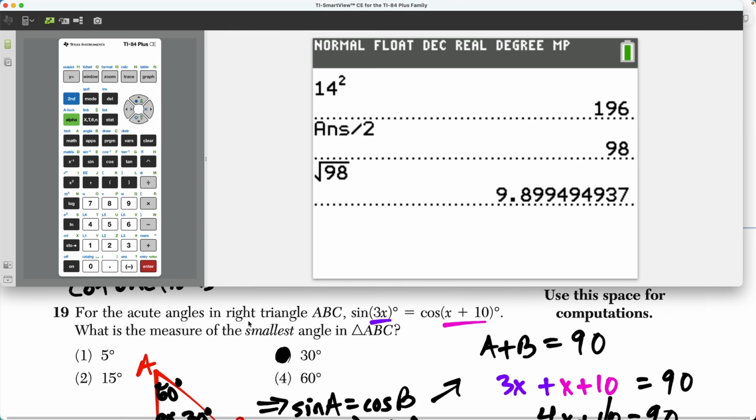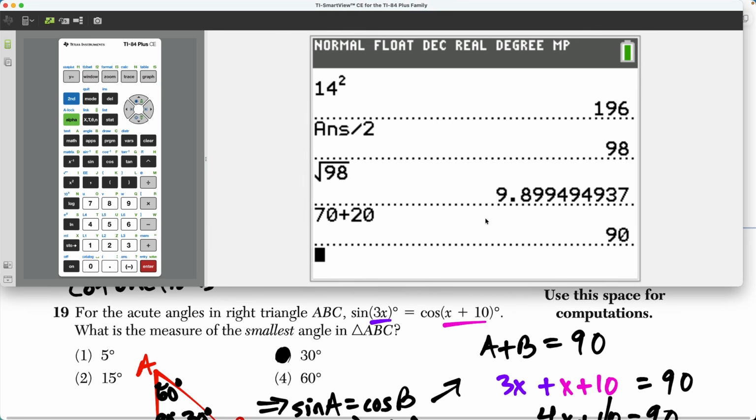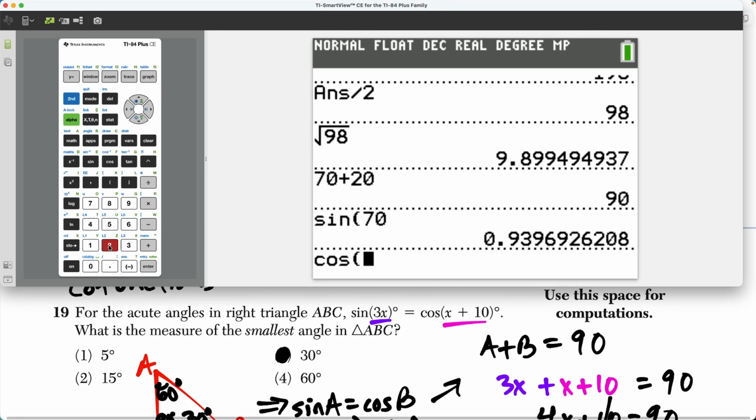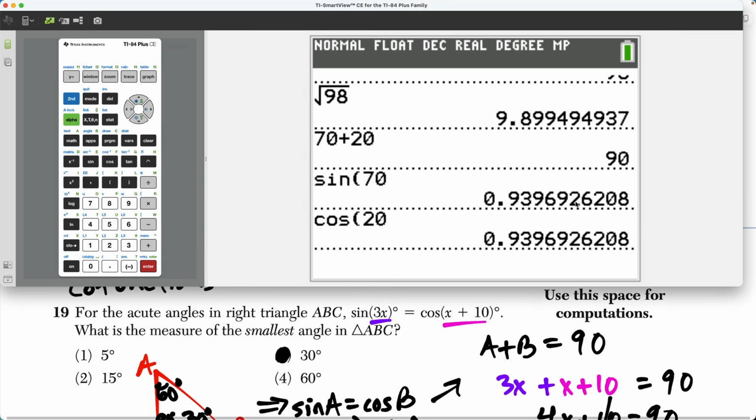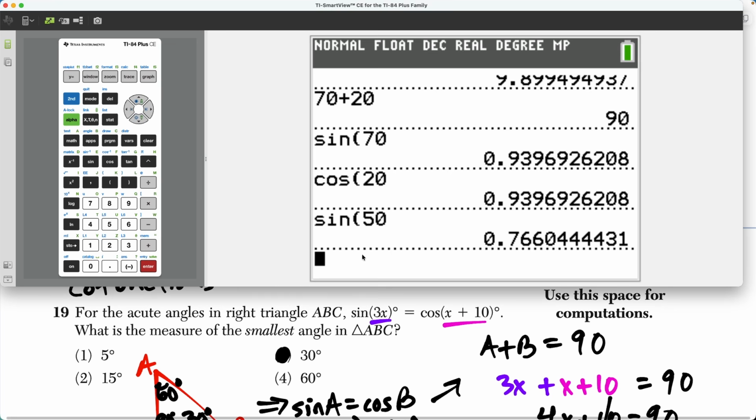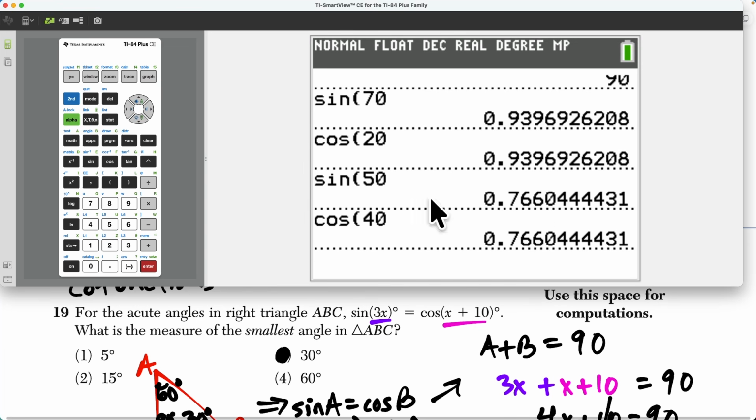Now, before we move on, just a little bit more about those cofunctions. I just want to show here that if I have two complementary angles, let's say 70 and 20, 70 plus 20 makes 90. But if I did sine of 70 and press enter, and then cosine of 20 and press enter, notice that I get the same values here. And this works. Let's say I have sine of 50. I know that 50 plus 40 makes 90. So if I throw 40 degrees into cosine, I get the same ratio.